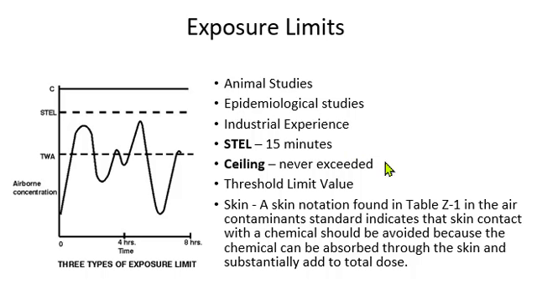OSHA uses a permissible exposure limit, so like carbon monoxide has a permissible exposure limit of 50, and that was from the 1969 ACGIH studies, and that's kind of old. We're like in 2022, and we should be using a threshold limit value, which is the current numbers that people use. Carbon monoxide, 25 parts per million, 35 parts per million are different numbers that you'll see out there.